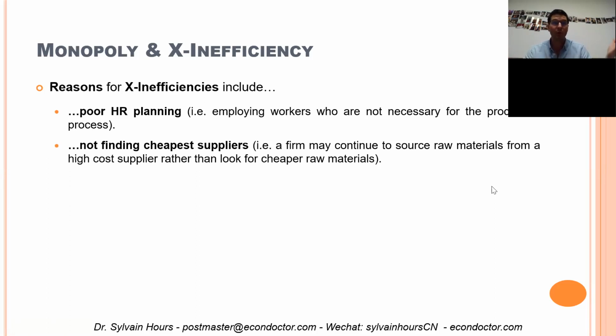Even if you have a very good relationship with your supplier, even if you have worked for many years with the same supplier, if it is more expensive than the competitors, and if you face a very strong competitive pressure, you might be unable to keep working with this expensive supplier. But in a monopoly market, because again, you are not exposed to any competitive threat, you might continue to source raw materials from a high cost supplier. And therefore your average cost of production will be higher than what it could be in perfect competition.